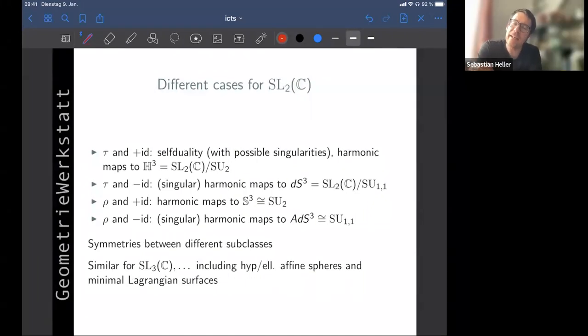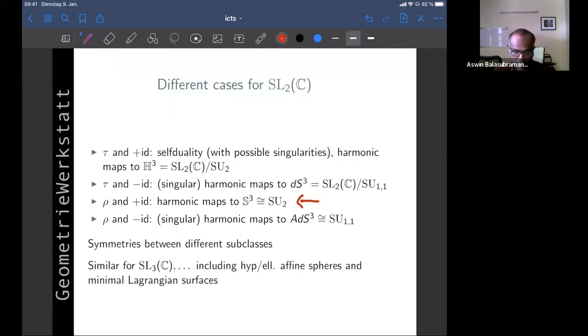You get different kinds of structures on the moduli space, but it's not true that you always get hyper-Kähler structures. For example, in the case of harmonic maps to S3, you would get what Hitchin introduced as hypersymplectic manifolds, so no very natural metric. In the case of harmonic maps to de Sitter three-space, I think you get a hyper-Kähler metric with split signature.